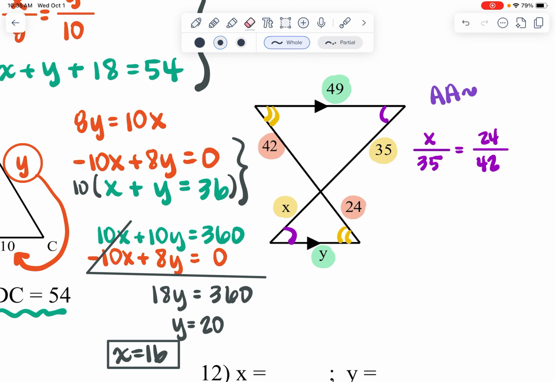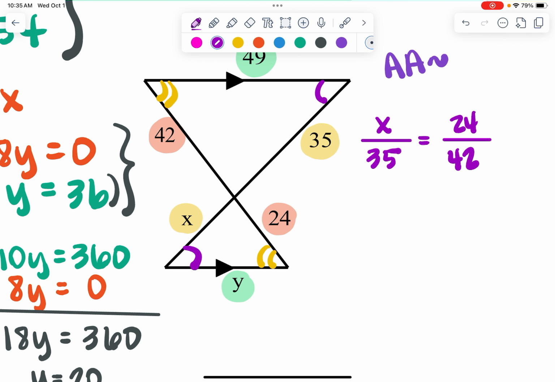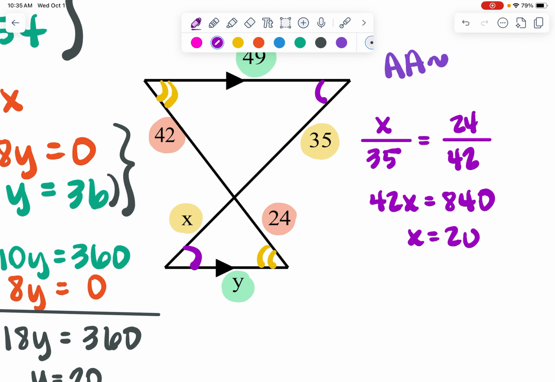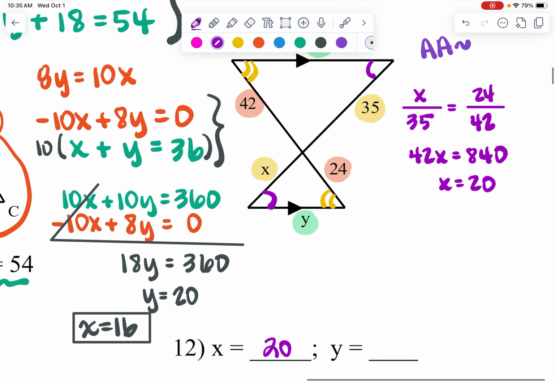Okay, again, consistency is key, right? If you want to do big to little and go top to bottom, either way, we should all end up with the same cross product. So that's going to give us 42x equals some big number. Let's see, 35 times 24, 840. We're going to divide by 42 and get 20, okay? So x is 20.